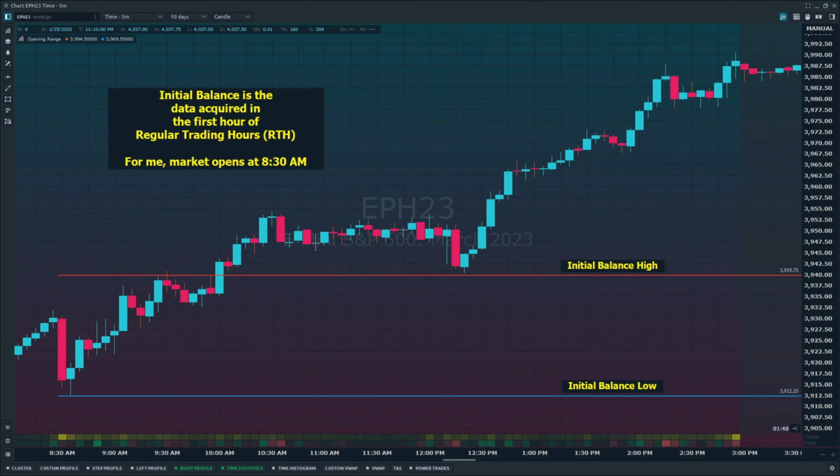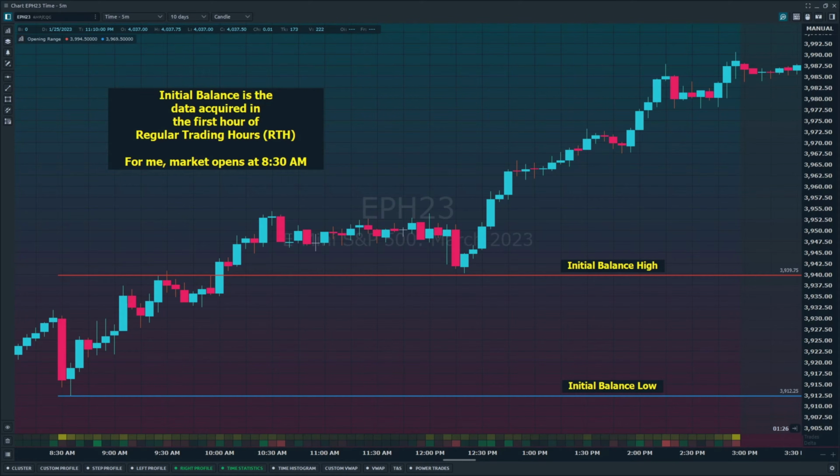It's initial balance. What is initial balance? Initial balance is the data acquired in the first hour of the regular trading session. So for me, market opens at 8:30 a.m. So between 8:30 and 9:30, I am looking for the high and the low. This high and the low would be initial balance high and initial balance low.